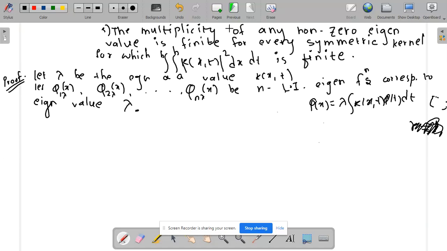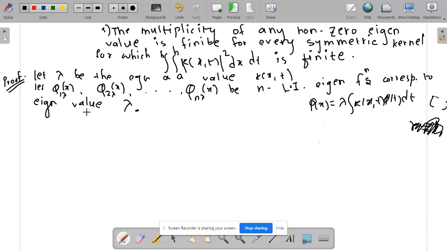We will be showing that whatever eigenfunctions we are getting, they will be finitely many. The linearly independent eigenfunctions we will be getting are only finitely many. So for this, first let these be the linearly independent eigenfunctions corresponding to the non-zero eigenvalue, that is lambda.